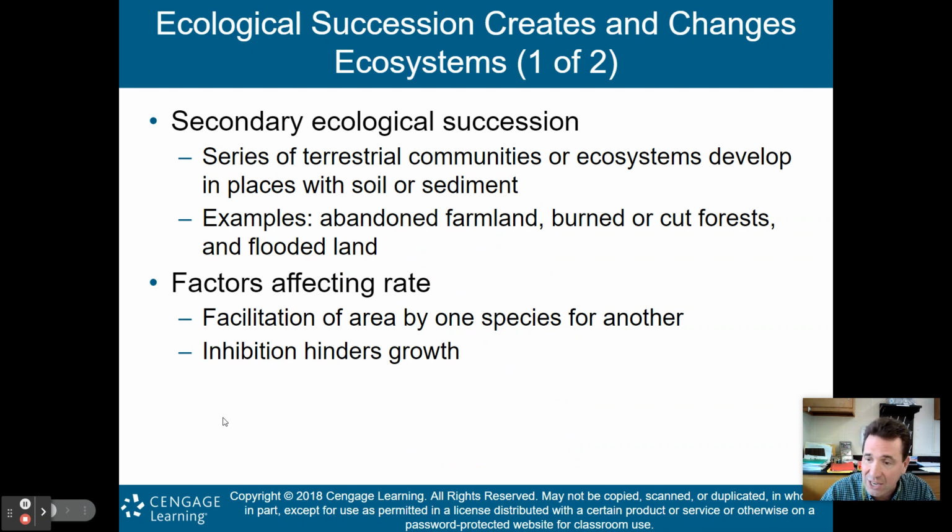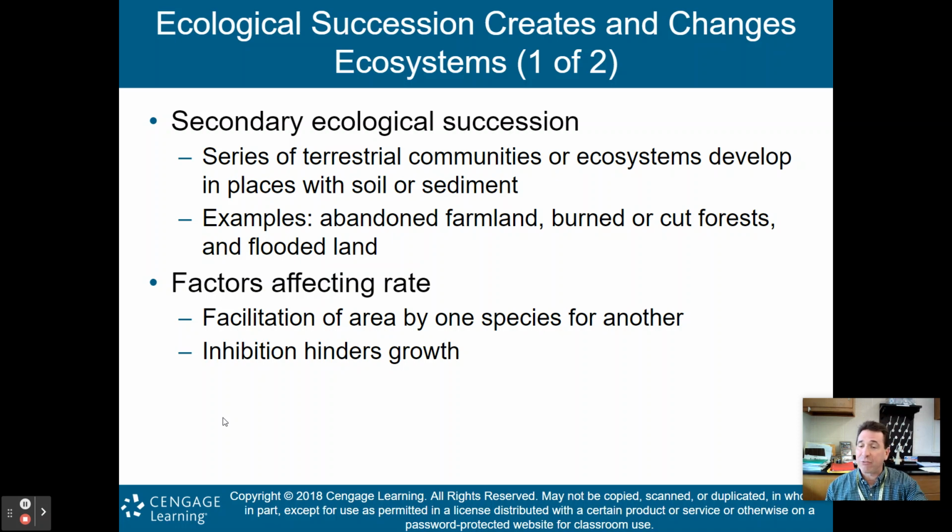Secondary ecological succession, again, is a little different. Secondary ecological succession is a series of terrestrial communities or ecosystems developed in places with soil or sediment already there. So again, in primary ecological succession, we just have bare rock. In secondary ecological succession, you do have soil. Examples of this would be abandoned farmland, a burned or cut down forest, or maybe flooded land. You flood land, you basically destroy the land, but you leave behind soil and sediment. So that isn't primary ecological succession. That would be secondary ecological succession.